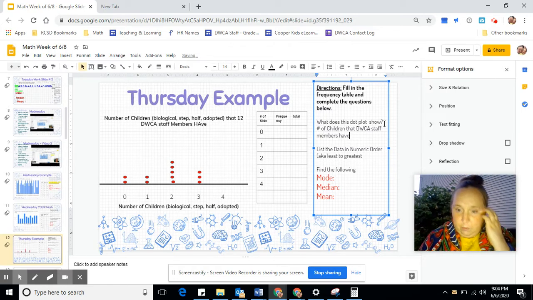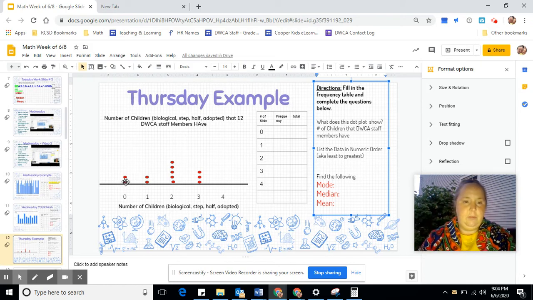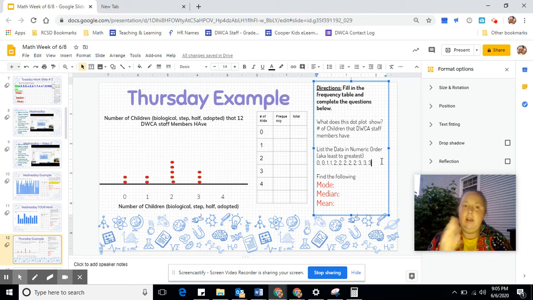It shows the number of children that DWCA staff members have. And if we specifically want the data to make it easier from least to greatest, we go to this left side and we see there's 2 dots at 0, so we know 0, 0. For 1, there's 2 dots, so there's going to be 1, 1. For the 2, there's going to be 1, 2, 3, 4, 5. For the 3, there are 3 of them, 1, 2, 3. And there is no more data. There isn't anyone that has more than 3 children, according to the 12 that I picked from. Again, there were 28, so I'm being kind to you with less data.